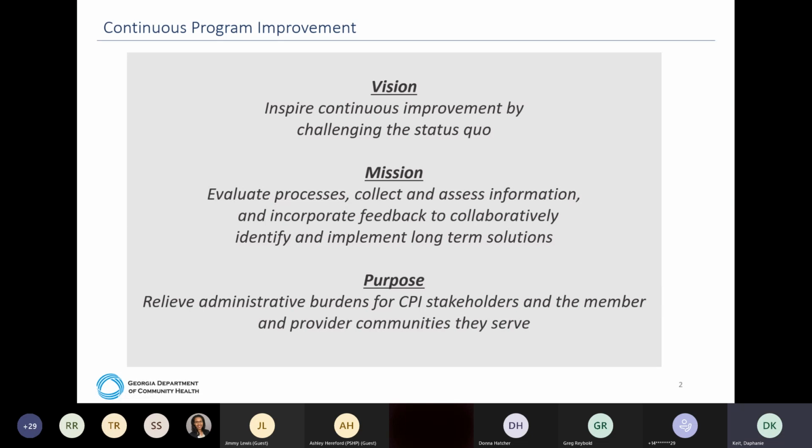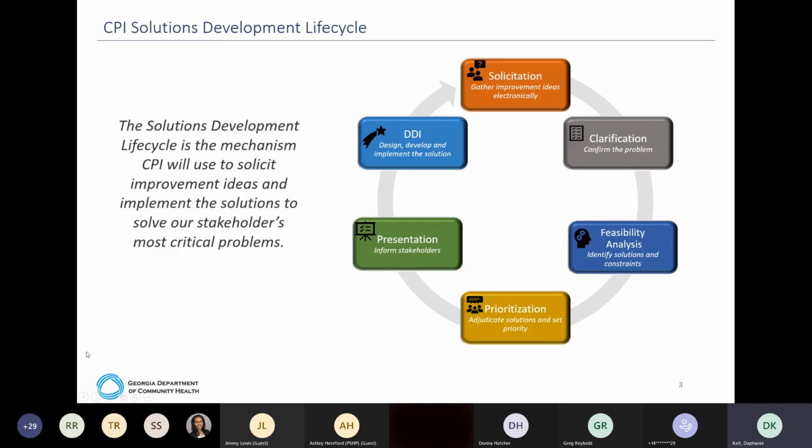So in all presentations, we just have the vision, mission, purpose here just listed so it stays at the forefront. But I'll spend most of today's discussion talking about our actual initiatives and kind of next steps.